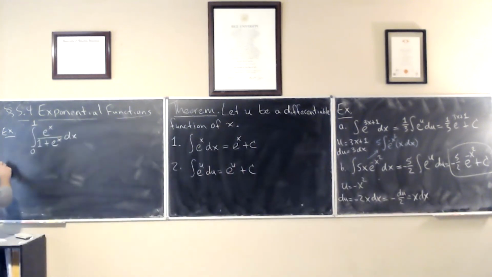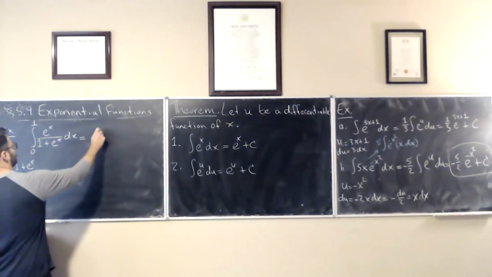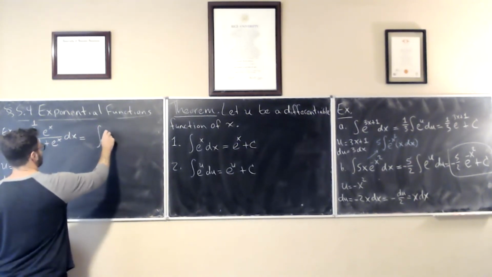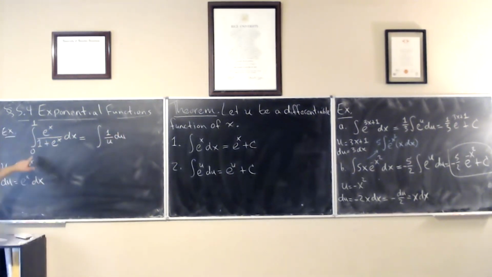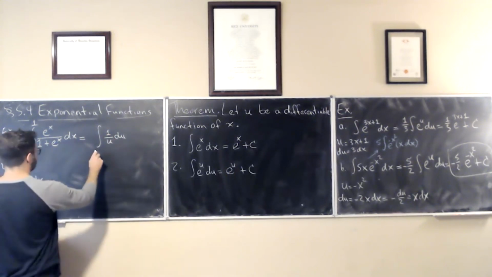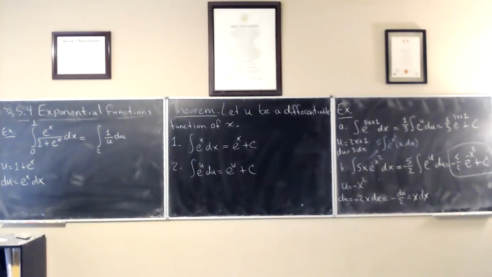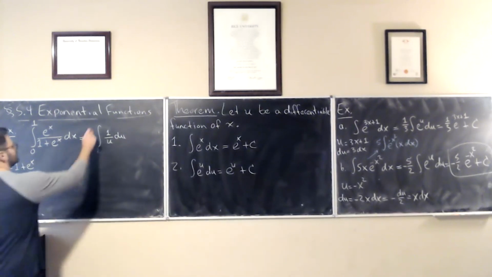So if u is equal to 1 plus e to the power x, then du is equal to e to the power x times dx. So there's u and there's du. So this is the integral of 1 over u du. And now we need to change our limits of integration. So when x is equal to 0, u is going to be 2. And then when x is equal to 1, u is going to be 1 plus e.